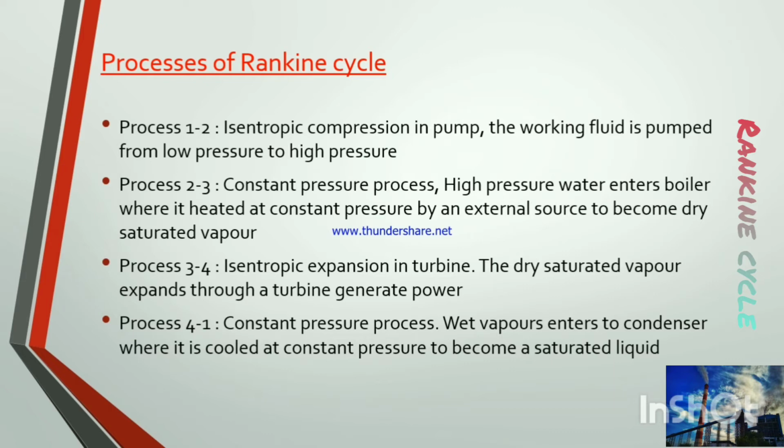Process 3 to 4 is isentropic expansion in turbine. That is, this dry saturated vapor when entering the turbine undergoes expansion and generates power. Process 4 to 1, that is the last process, is constant pressure heat removal process. Wet vapor formed after the expansion in turbine enters the condenser where it is cooled at a constant pressure to become a saturated liquid.